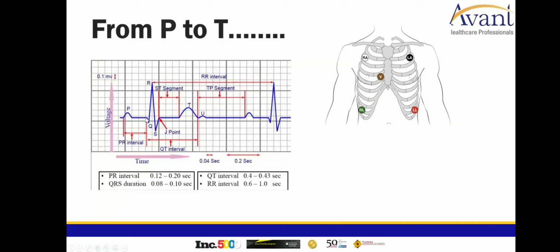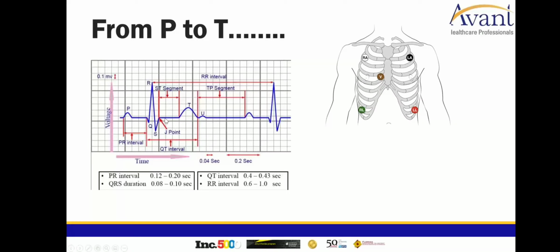Now, continuing forward, we get to the first negative deflection represented by the Q, followed by a positive, the R, and then another negative, the S. Altogether, the QRS represents ventricular depolarization or contraction. The normal time it takes for the impulse to travel to the ventricles, through the bundles and Purkinje fibers, is a duration of 0.08 to 0.10 seconds.